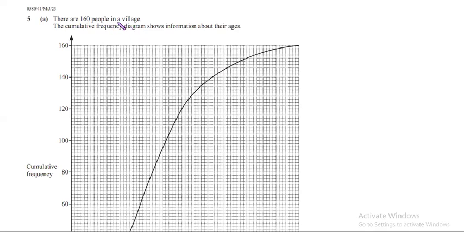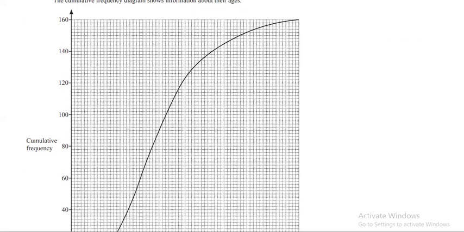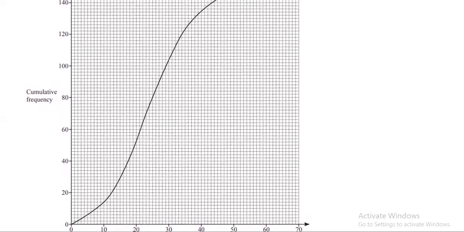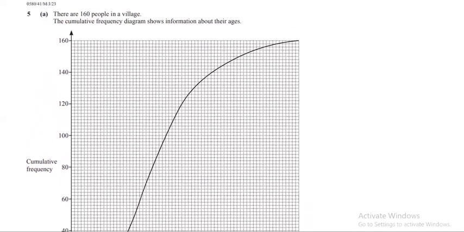There are 160 people in a village. The cumulative frequency diagram shows information about their ages. So the cumulative frequency curve is given to us. The reason I put this question is that sometimes you might be given the cumulative frequency table and asked to draw the cumulative frequency curve, or the curve will be given and you will be asked questions related to it directly. Also you might be given a histogram, or you will have to draw a histogram as well.